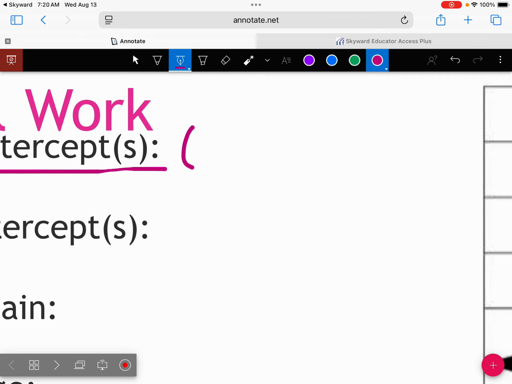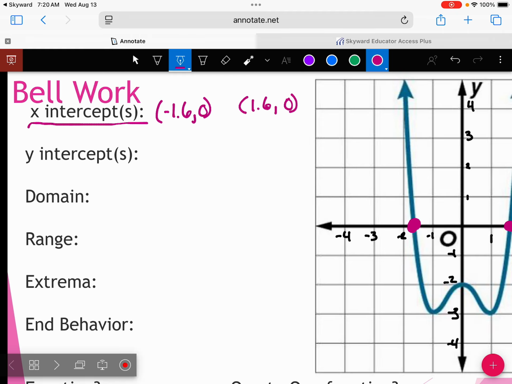So we have x-intercepts at -1.60 and at +1.60. They're very similar. Very symmetrical. How about y-intercepts? Where are those? 0, -2. Perfection. 100% right there. 0, -2.